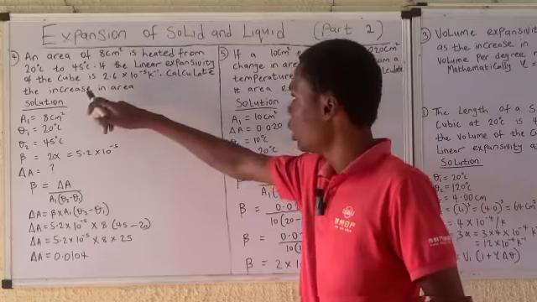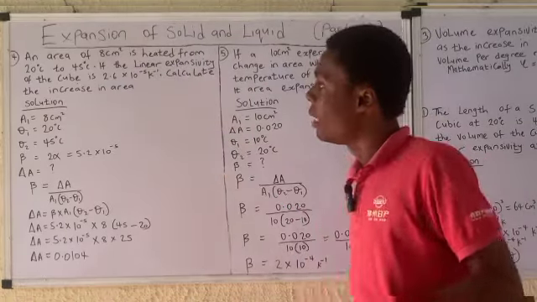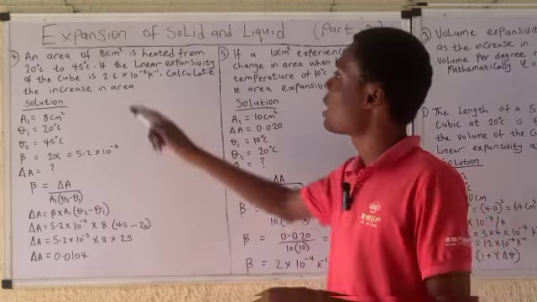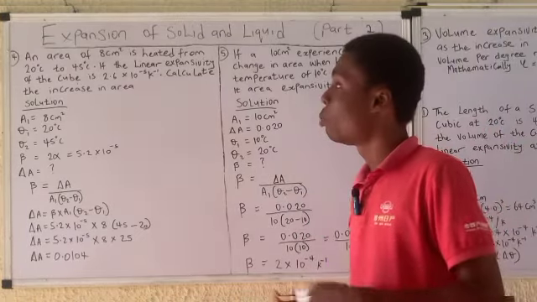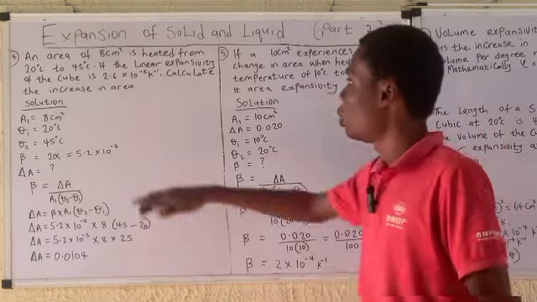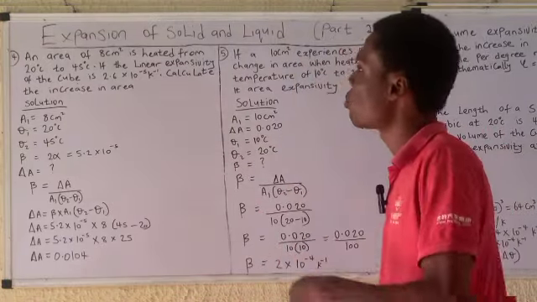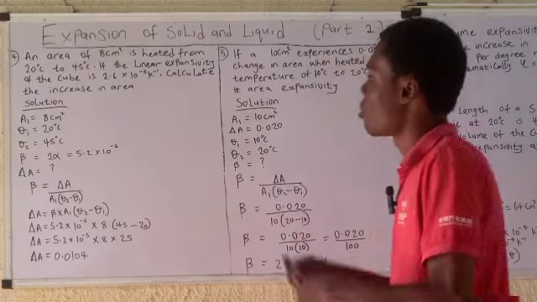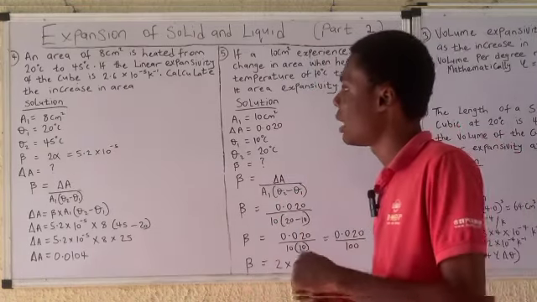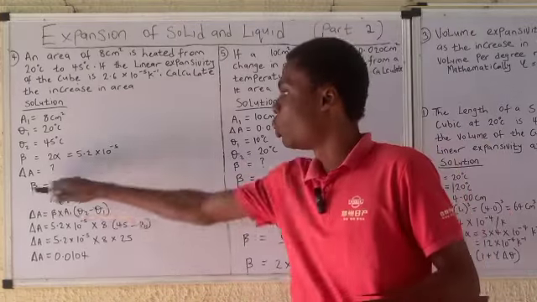So that is our linear expansivity, but they said we should calculate the increase in area. So our area expansivity will be 2 times our linear expansivity, which you have here. So we have 2.6 times 10 raised to the power minus 5 times 2, which is 5.2 times 10 raised to the power minus 5. Then they say we should calculate the increase in area, which is what we are looking for here.